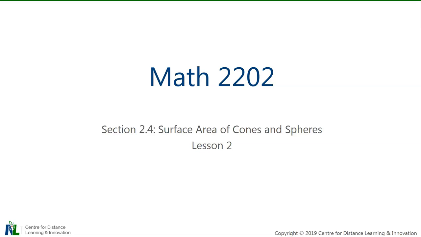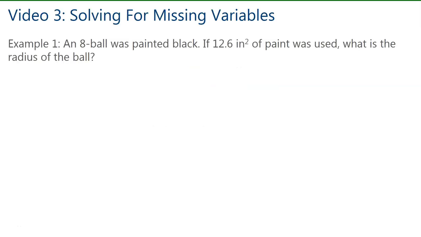Welcome to the last video in Lesson 2. Here we're going to solve for a missing variable in the surface area of a sphere formula. So example 1. An 8-ball was painted black. If 12.6 square inches of paint was used, what is the radius of the ball?